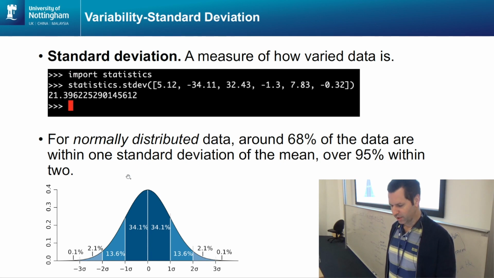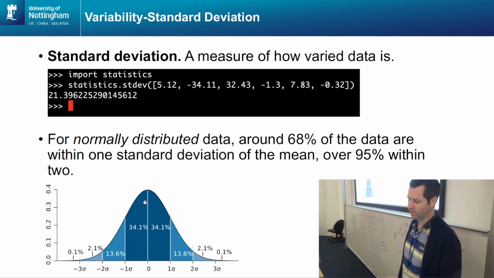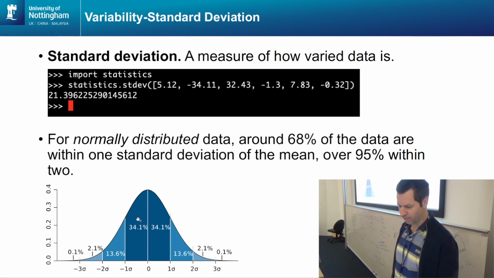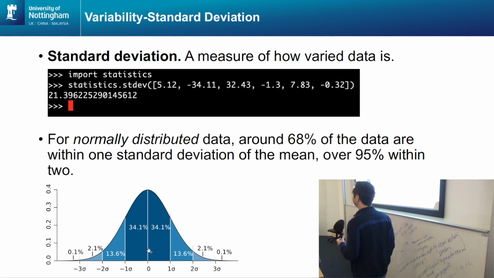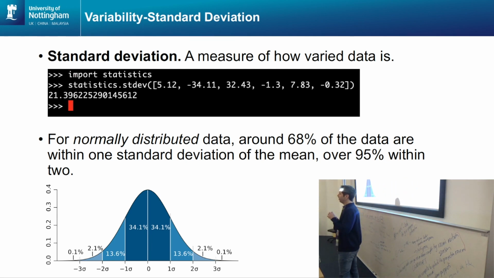So for normally distributed data that is in this shape of a hill, around 68% of the data are within one standard deviation. So this dark blue region represents one standard deviation, or around 68% of the data. If we add this 34% plus 34%, we get 68%. This is one standard deviation, and this is a measure of the variability of the data.